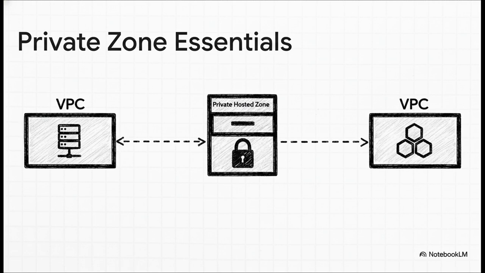You have to explicitly connect or associate a private hosted zone with one or more of your VPCs. As soon as you do that, anything inside that VPC, your EC2 instances, your Lambda functions, whatever, can now resolve the names in that zone. And what's really cool is you can share these zones across different VPCs and even different AWS accounts. It's perfect for building a central internal DNS system.